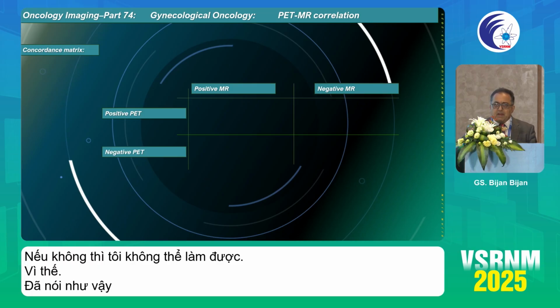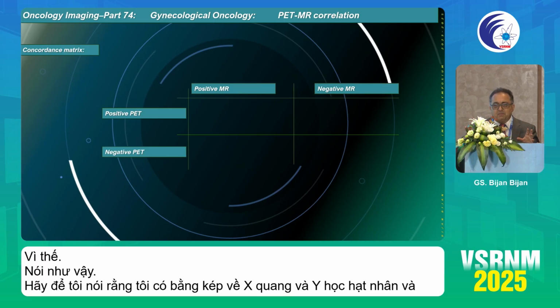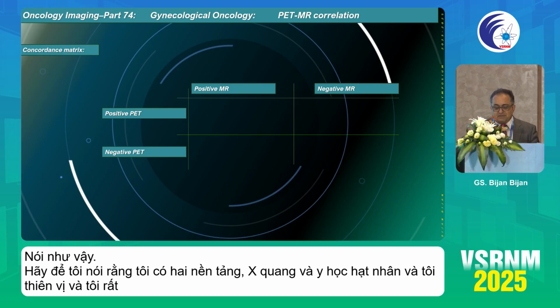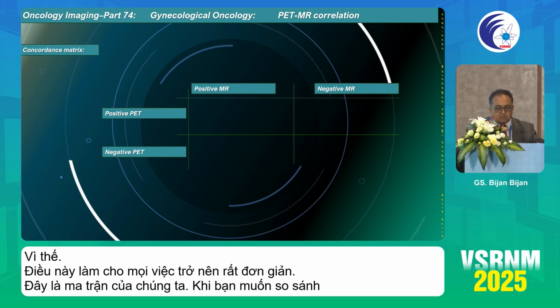I have a double background, radiology and nuclear medicine, and I'm biased, very biased for both of them. So, just to make it very simple, this is our matrix when you want to compare, for example, a PET with MRI.